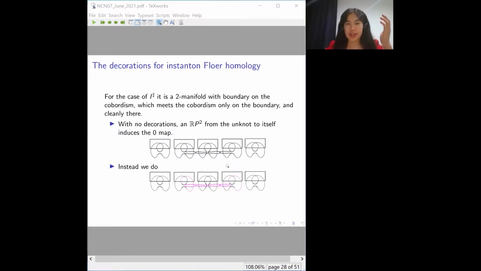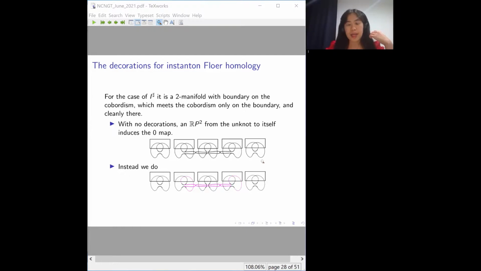This is what happens just with a non-orientable band from the unknot to itself, like the very simple twice punctured RP2 as a map from the unknot to itself. It's also generally what you would expect to happen, that you somehow lose a lot of information. So the way to deal with this is by adding some decorations.